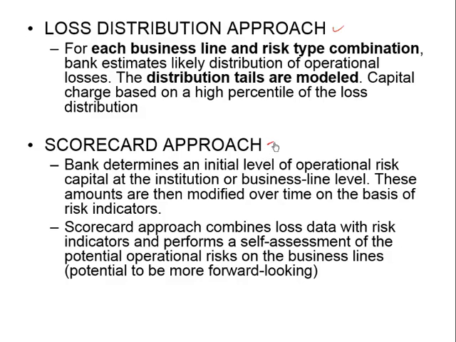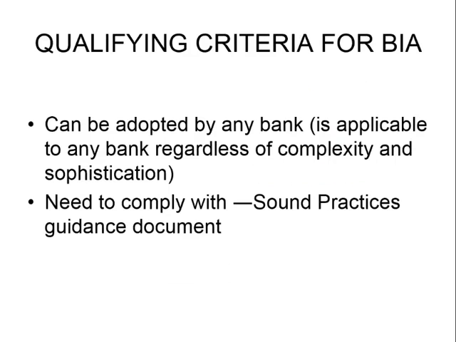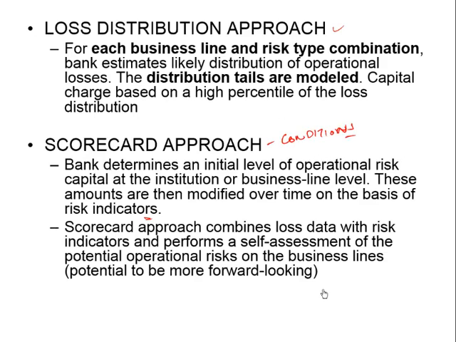So this approach basically conditions for the current time period. So if the risk indicators are high, then maybe we'll keep a higher risk charge. If the risk indicators are low, we'll keep a lower risk charge. So never mind the details of the approaches, just know that the advanced measurement approach allows the bank to use its own internal calculations for the risk capital charge or the operational risk charge.